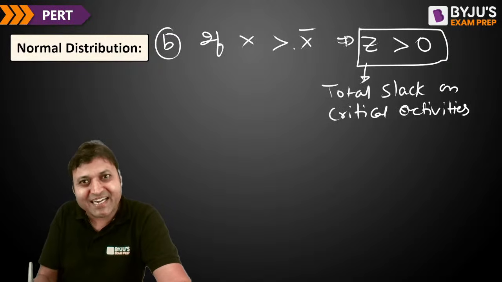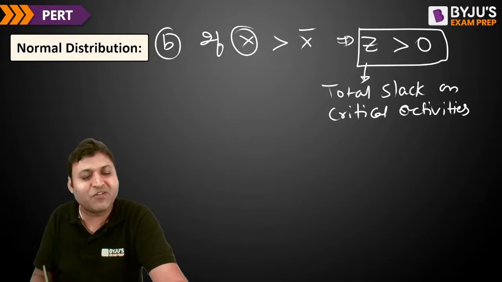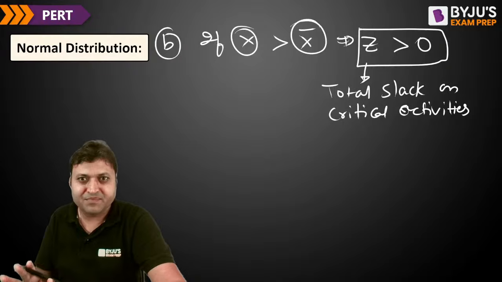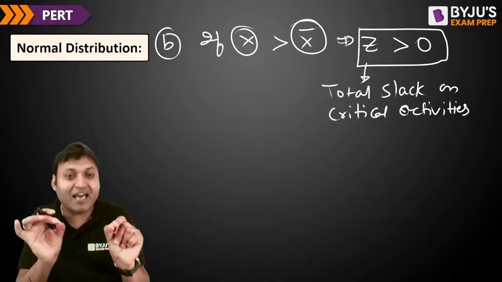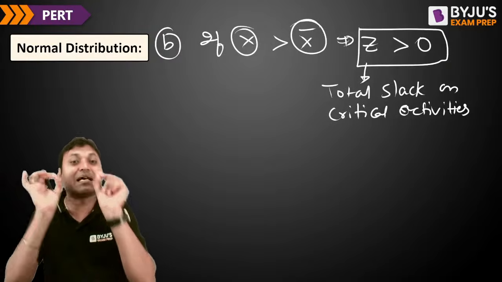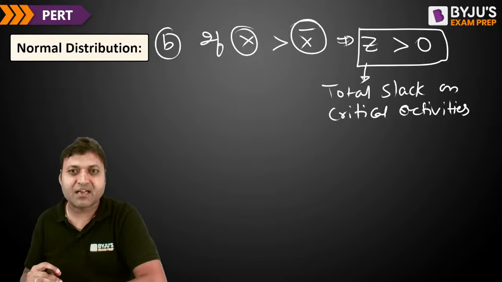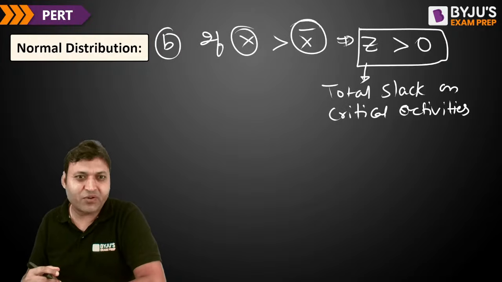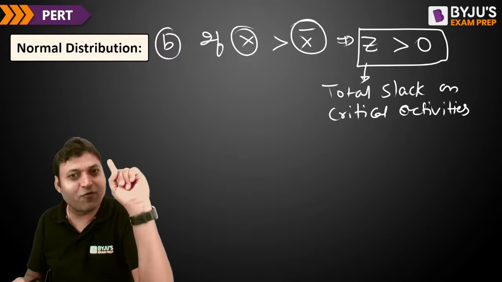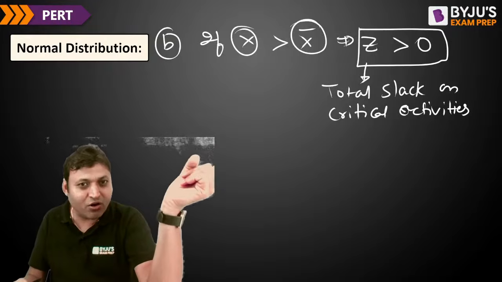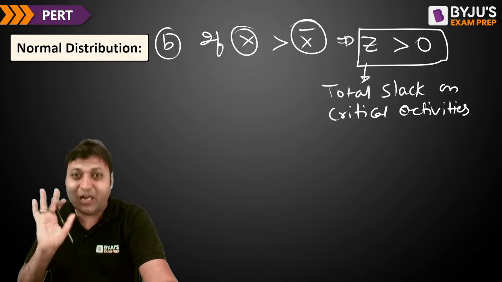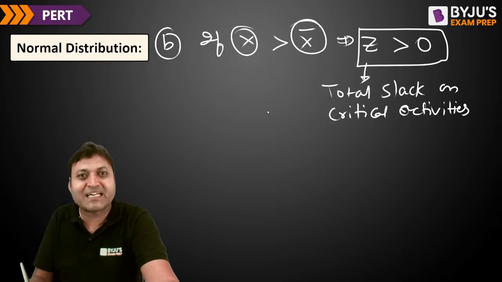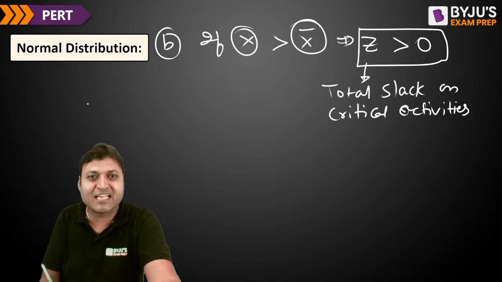So if x is greater than x bar, where x is the time in which we want the project to get completed, and x bar is the expected project completion time, then z will be positive. It means the critical activities are also having some slack, the positive slack. That is the total slack on the critical activities. In the CPM method, the total float on critical activities is always 0, but here the total slack on the critical activities will also be there if we want the project completed in more time than the expected time.